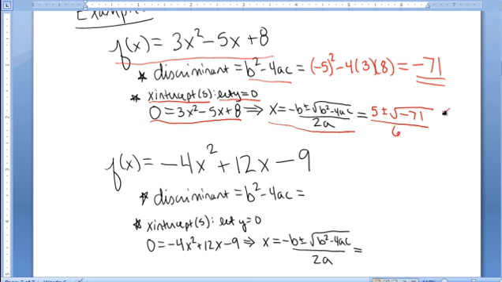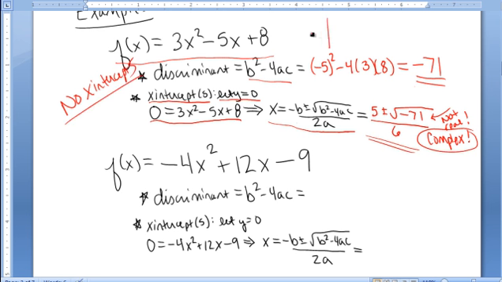But notice the number underneath the square root is negative, so this is not a real number. Square roots of negatives are complex numbers. So that tells us if we were finding the x-intercepts of f of x, the answer is a complex number. It's not a real number. We're not going to find the x-intercepts on the real number line. There are no x-intercepts to this function.